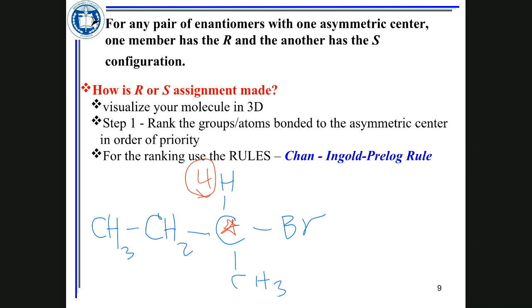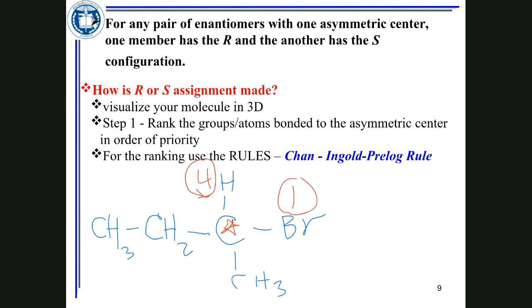Between bromine, carbon, and carbon, which one would take the highest priority? Bromine would take the highest priority because the atomic number for bromine is 35, for carbon is 6. So bromine has atomic mass 80, and this one is going to be 12. So bromine would take priority 1. Hydrogen would take priority 4. What about the other 2 groups? We have a carbon and carbon.